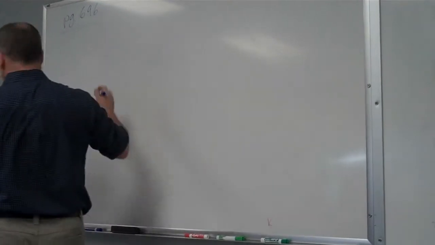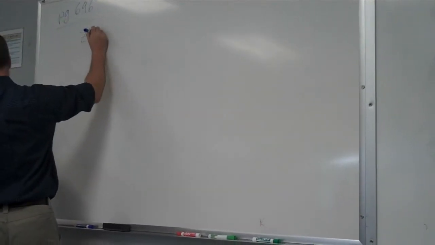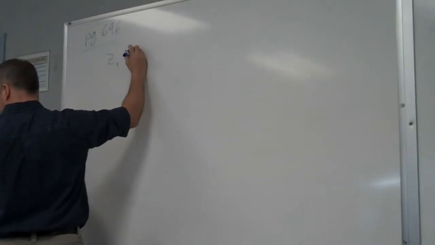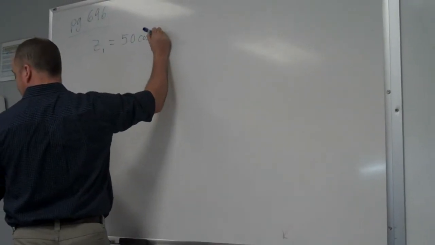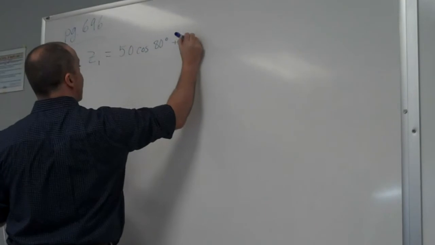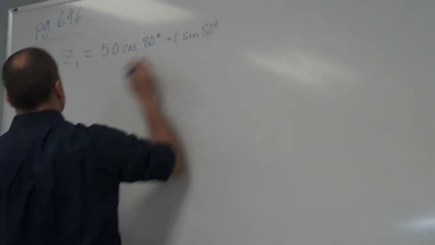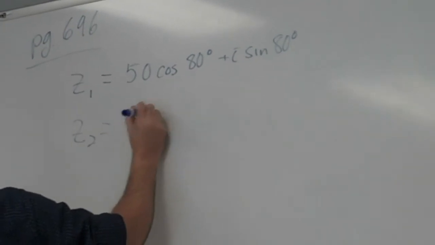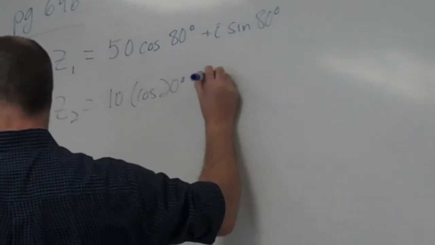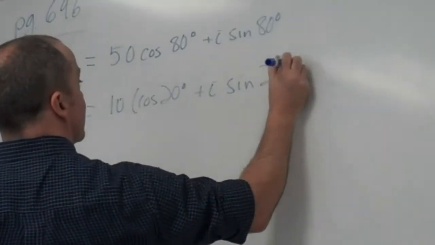Number 46 was your first one. Okay, let's take a look at this. Z sub 1 equals 50 cosine 80 degrees plus i sine 80 degrees. And Z2 is 10 cosine 20 degrees plus i sine 20 degrees.